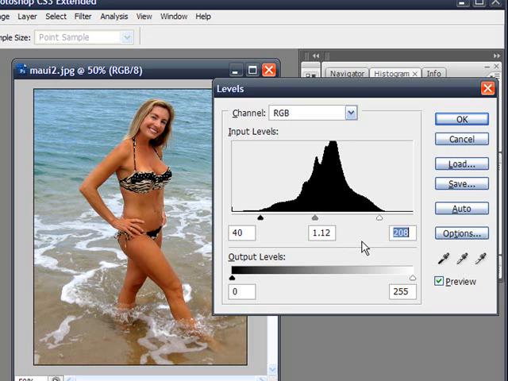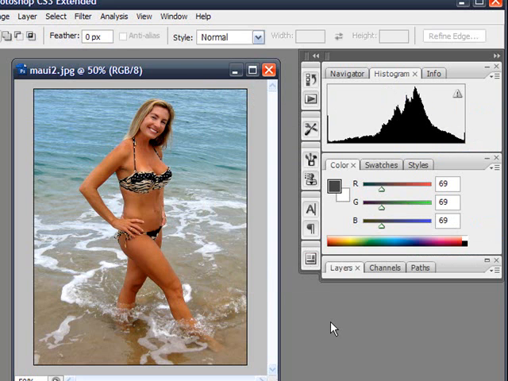Okay? And this is all personal preference, but basically whenever you have a histogram like this, you're not using your full range. And this is basically saying from here, the black point to the white point, I want that to be the full range of my pixels in the picture, and that's what makes it pop.